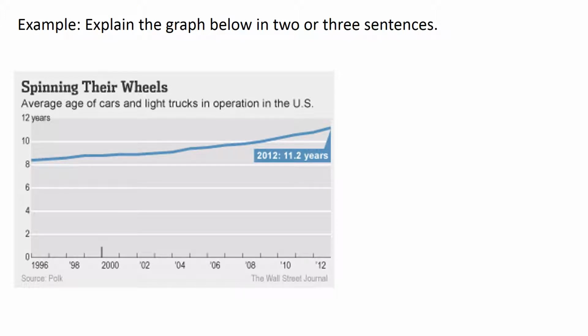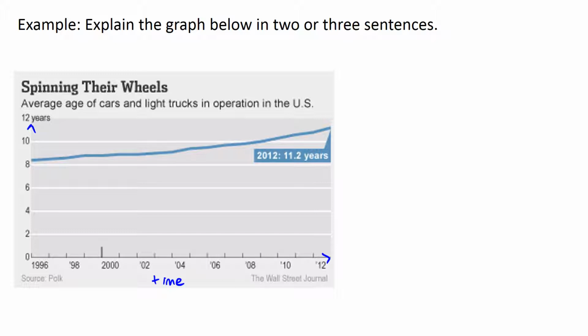In this unit, you're going to be asked to explain graphs in about 2 or 3 sentences. So I want to show you an example of that. So let's explain the graph below in 2 or 3 sentences. So we have to start by looking at the features of the graph. It has a title. It's telling us the age of cars and light trucks in operation in the US. And so we're given years for the age of cars and trucks here on the y-axis. And we're given time, or the year it is, along the x-axis. This would be time.